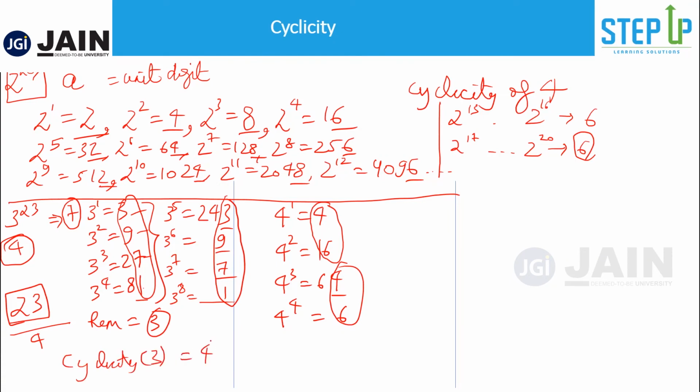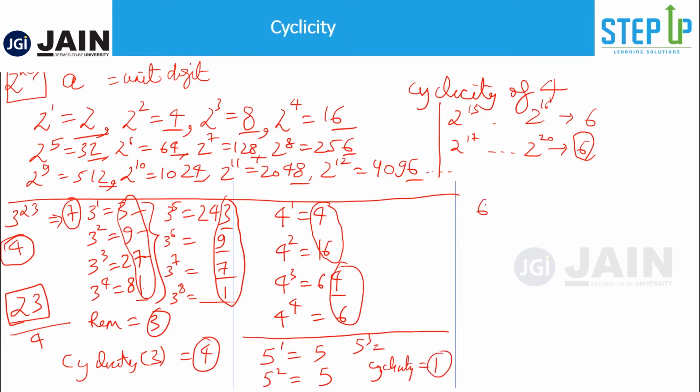Was also 4. That means it repeats after 4 powers. Cyclicity of 2 was also 4. Cyclicity of 4 is 2. Similarly, you can do this for yourself, cyclicity of 5 is 1. 5 to the power 3 is also 5, that means cyclicity of 1. Similarly, with powers of 6 you also have cyclicity of 1, because 6 to the power 1 is 6, 6 to the power 2 is 36, then it's 216, but everywhere the unit digit is 6, cyclicity of 1. Similarly, you can build on this concept.